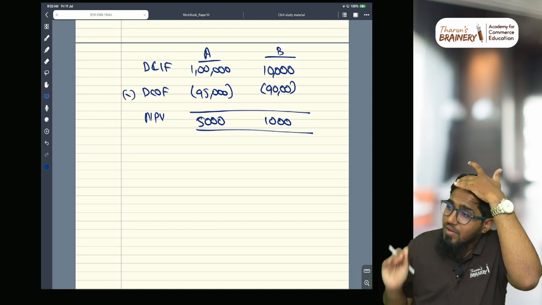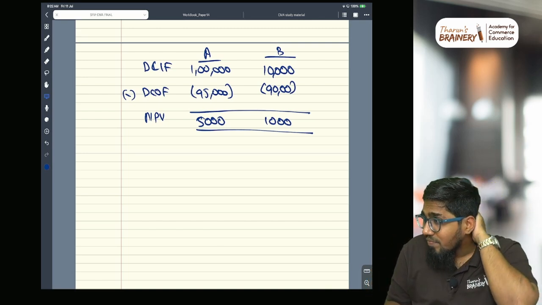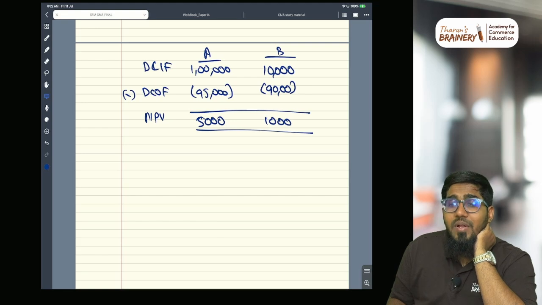Understand, which is more profitable? Which is more profitable, A or B?